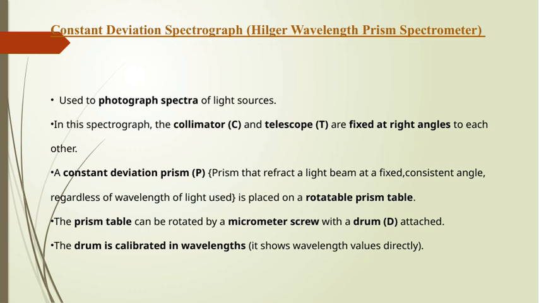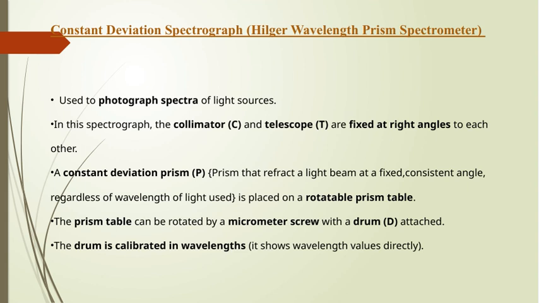This instrument is primarily used to photograph the spectra of various light sources, which helps us analyze their wavelengths more precisely. In this setup, you'll notice that the collimator, labeled as C, and the telescope, labeled as T, are fixed at right angles to each other. This fixed arrangement is crucial because it maintains a consistent geometric relationship, ensuring accurate measurements.